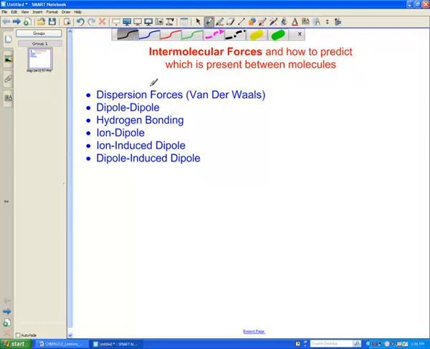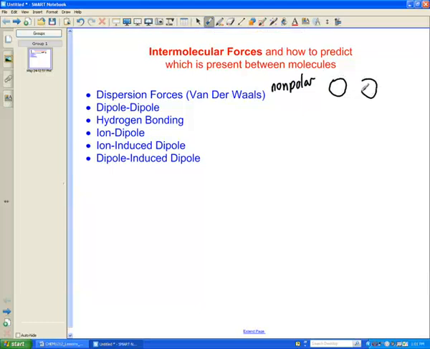And we'll start off up here, dispersion forces, also known as van der Waals forces. These are by far the weakest type of intermolecular forces. They're present between nonpolar molecules that don't really have any other sort of interactions. And really all they are is just temporary disruptions of electron clouds.